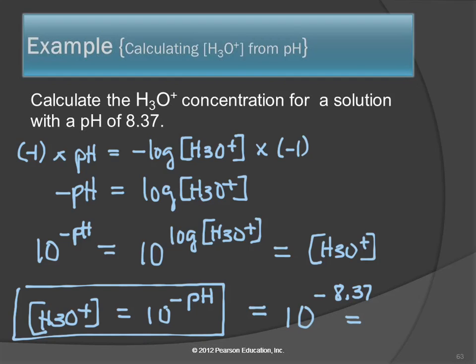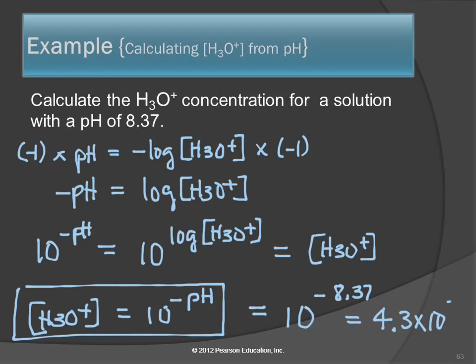On my calculator, I put the number in first. I put in 8.37. I changed the sign to make it negative. And then I press the yellow button second to get the 10 to the x function. And it shows me this big old small number with lots of zeros. So I'm going to put it in scientific notation. And that's going to be 4.3 times 10 to the minus 9th.